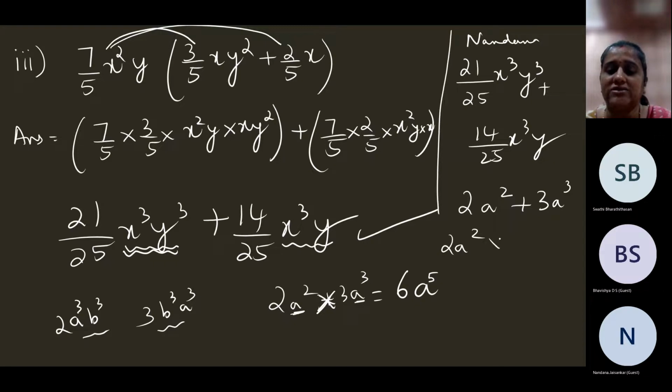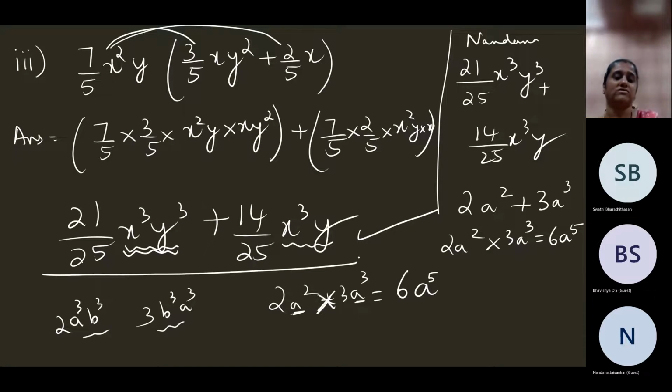2a square and 3a cubed are unlike terms, but you can multiply them. 3 2s are 6. A square into a cubed is a to the power 5. But you cannot add or subtract them because they're unlike terms. So this is the final answer, because this is x cubed y cubed and this is x cubed y, unlike terms. Very good.